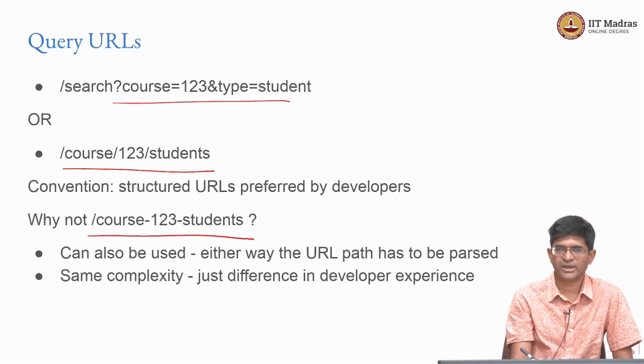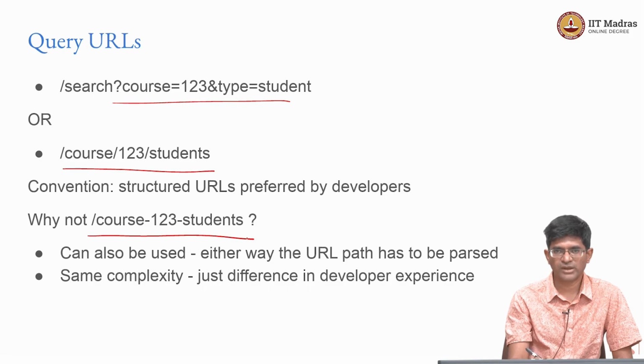right? Course-123-students. And the important thing to understand is there is nothing fundamentally wrong with this. Okay, you could do it, because after all, like I said, that entire thing, slash blah blah blah course whatever something students, is just being passed as a string into Python Flask or whatever server you are running, and the server then has to parse it up, break it up and say, okay, these are the components and this is the function that needs to be called.